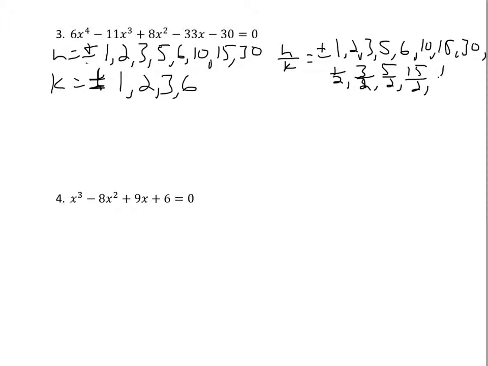Also, all those things over 3. 1/3, 2/3, 3/3 you don't need, 5/3, 6/3 you don't need, 10/3, 15/3 you don't need. And also all those over 6. 1/6, 2/6 you don't need, 3/6 you don't need, 5/6, 10/6 you don't need, 15/6 you don't need, 30/6 you don't need. Okay, so all of those possibilities, whole lot of possibilities.